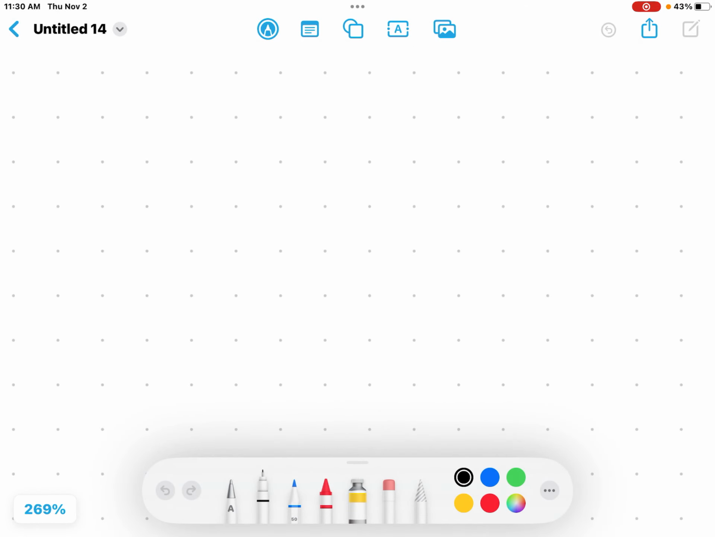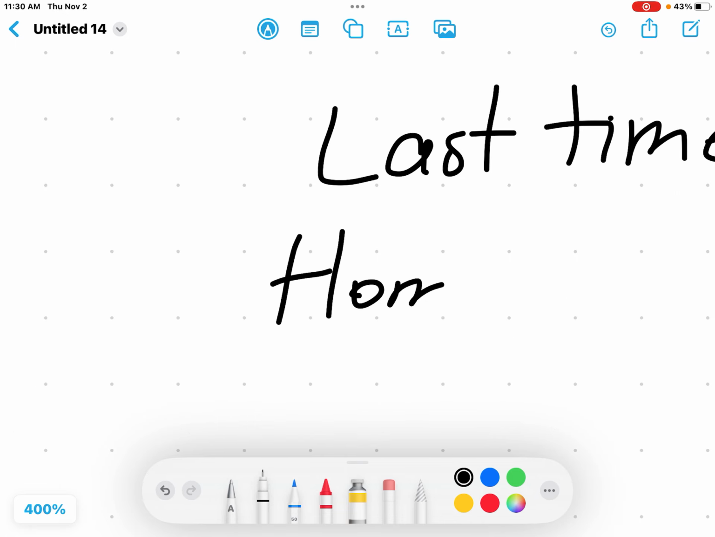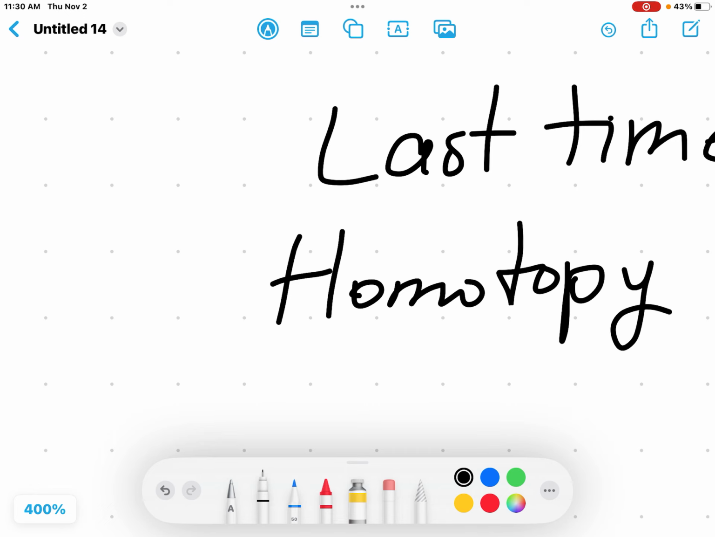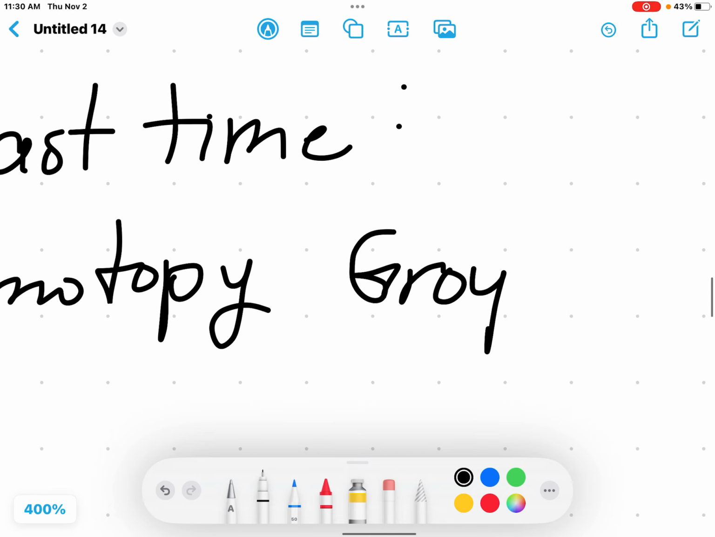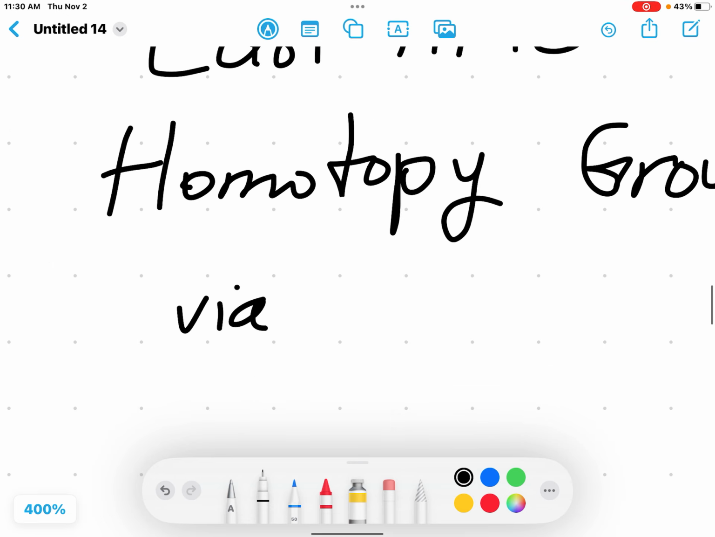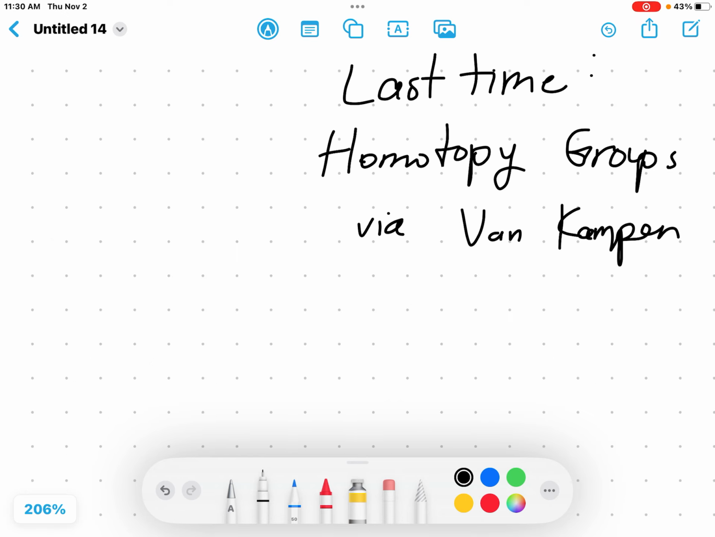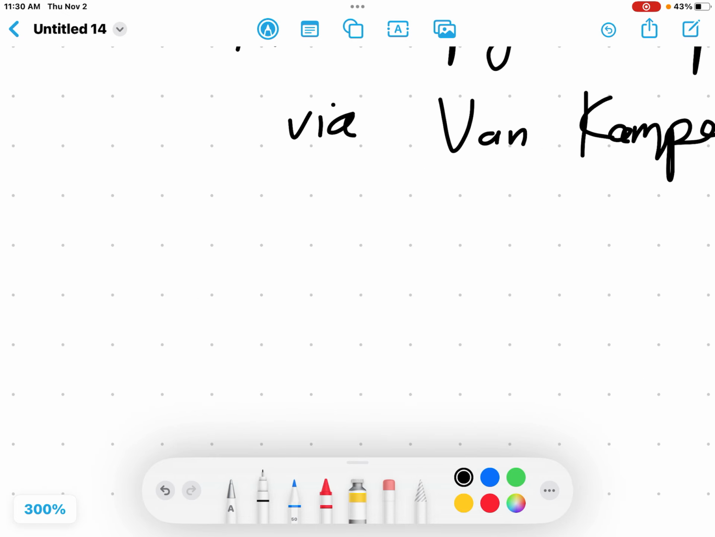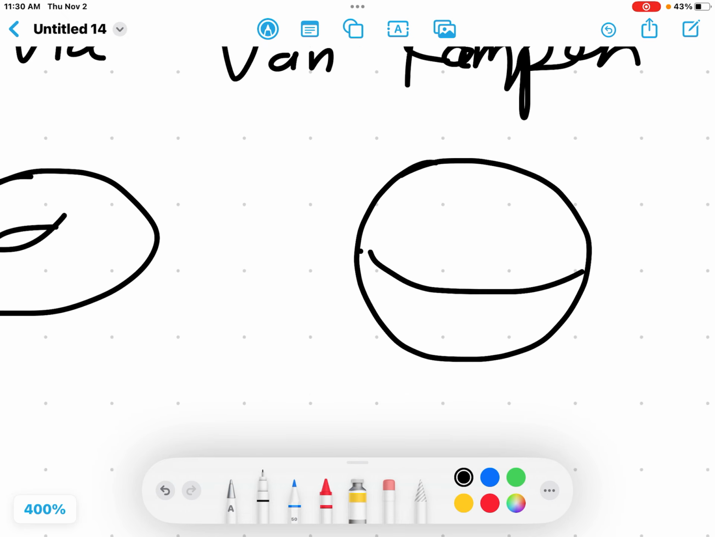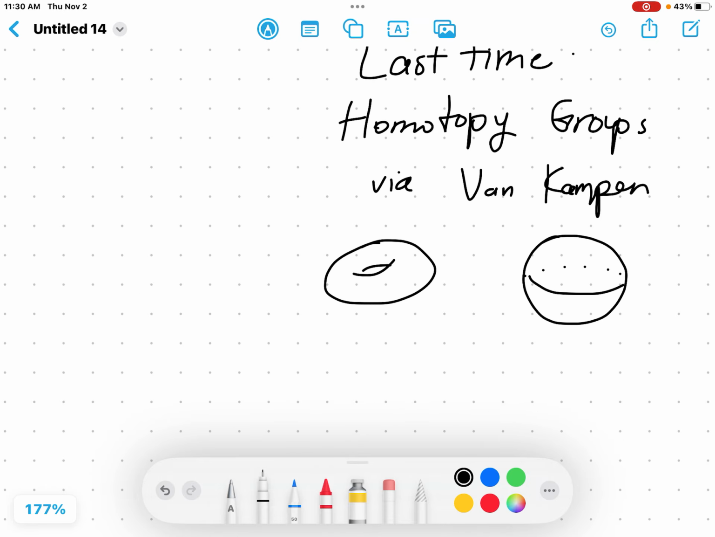Okay, so last time we discussed homotopy groups and some sample computations of homotopy groups via the Van Kampen theorem. And you guys noticed how difficult it was to compute the homotopy groups of even just the simplest classical surfaces such as the torus and the sphere. So it was hard to compute the homotopy groups.